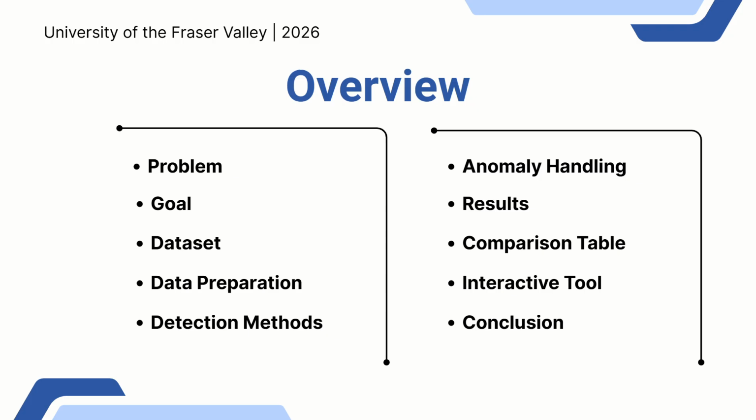I'll start by explaining the problem, the goal of this project, then the dataset I used. After that, I'll go through how I prepared the data, the methods I used to detect outliers, and how I handled them. Then I'll show the results, compare the methods, and also demonstrate my interactive tool. Finally, I'll end up with a short conclusion.